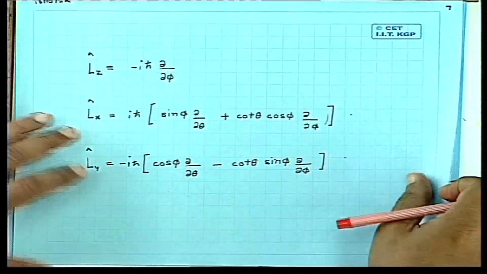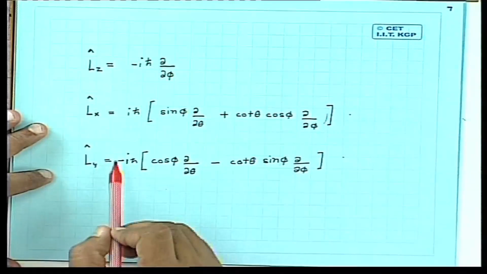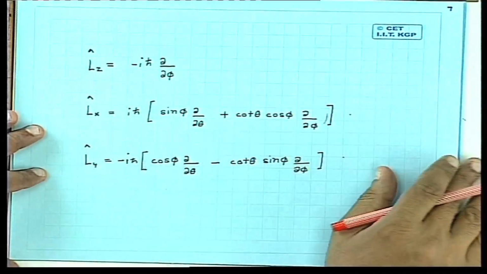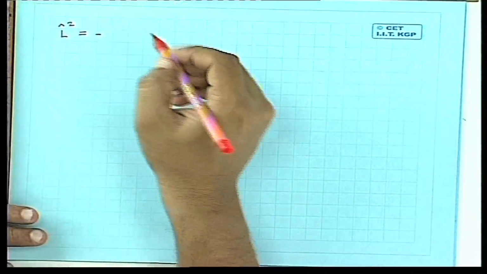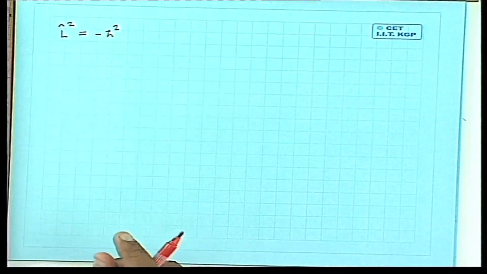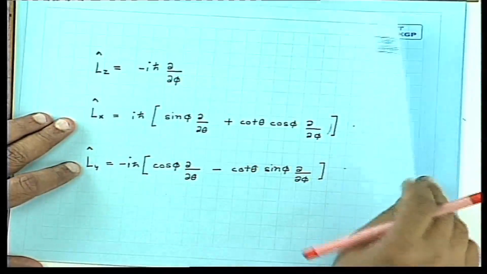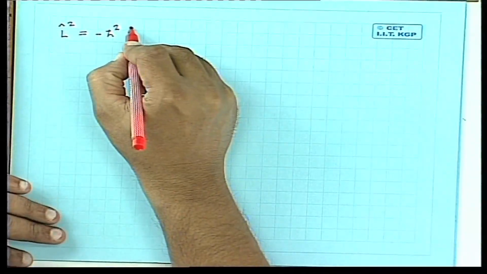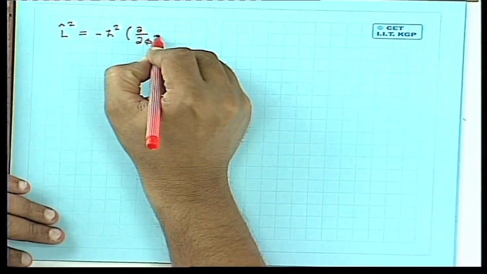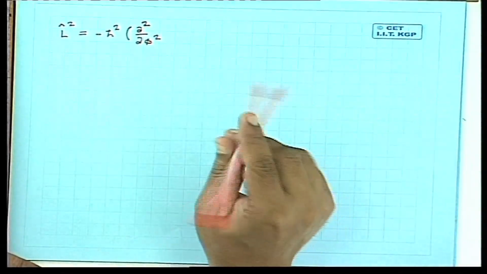Each of these terms has an i h cross outside. Irrespective of whether there is a minus or plus sign, when I square it, I get minus h cross squared. So I can put an overall minus h cross squared outside. Then if I square Lz, I get del by del phi squared. This is Lz squared.